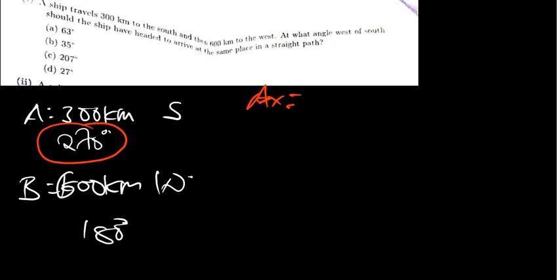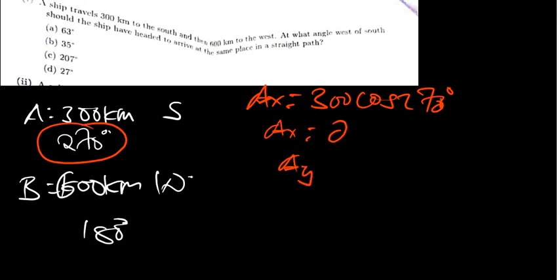You say 300 cos 270. Supposed to give you 0. What are you getting? 0. Then we go to y. For y we are supposed to get negative 300 because it is going toward the south. Confirm. Yeah, we're supposed to get that.